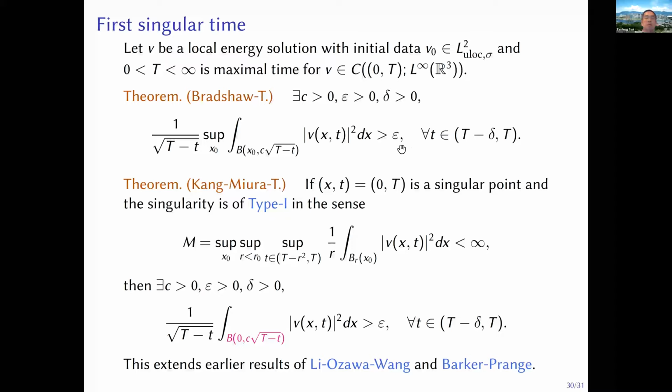And this thing here is the localized version. So we have to look at a singular point, suppose the singularity at the origin. And we assume that the singularity is type one in this sense. Then this thing here, we can do this centered at the origin. We don't need to take sup. We just do this at the origin. And then this thing had to be bounded from below. So this extends an early result of Seregin and Sverak, and Barker and Prange.